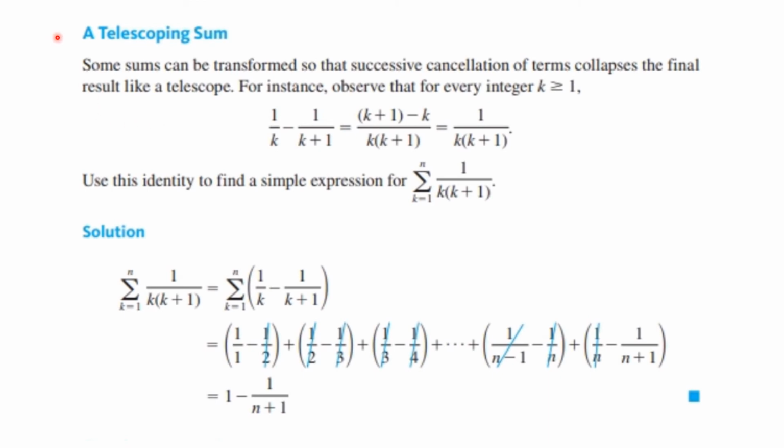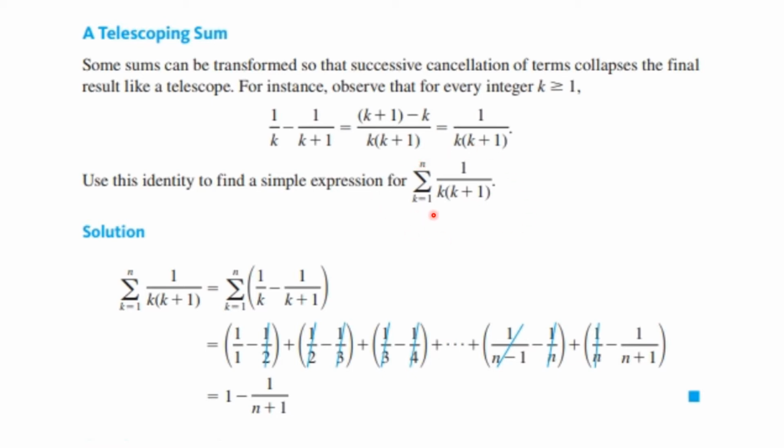There are some sums that are called telescoping sums. Some sums can be transformed so that successive cancellation of terms collapses the final result, sort of like a telescope. For instance, observe that for every integer k bigger than or equal to 1, 1 over k minus 1 over k plus 1 is actually equal to, if you get the common denominator and do the subtraction, 1 over k times k plus 1. So use this identity to find a simple expression for this.